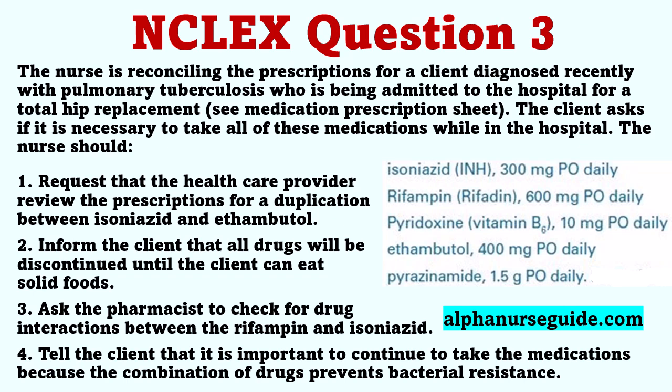The correct answer is 4. The nurse should tell the client that it is necessary to take all of these medications because combination drug therapy prevents bacterial resistance. They will be administered throughout the hospitalization to maintain blood levels. The healthcare provider will review the prescriptions per hospital policy because the client is being admitted to hospital. There is no duplication between any of the drugs being prescribed for this client. It is not necessary to ask the pharmacist to check for drug interactions, as these drugs are commonly used together.